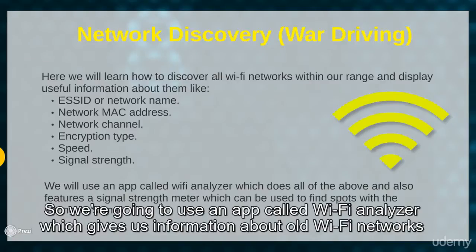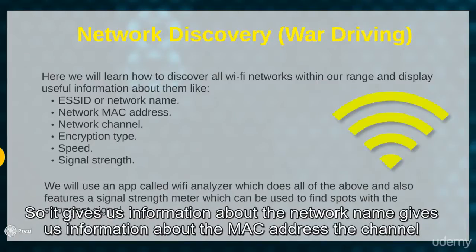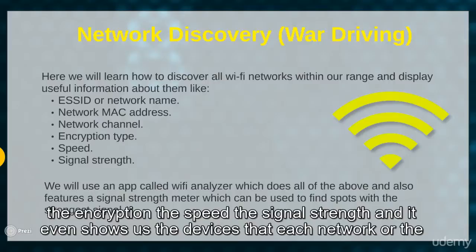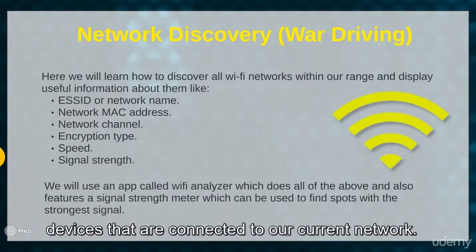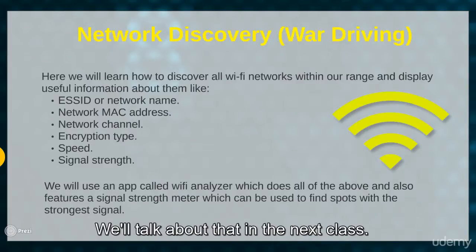So we're going to use an app called Wi-Fi Analyzer, which gives us information about all the Wi-Fi networks that are around us. So it gives us information about the network name, the MAC address, the channel, the encryption, the speed, the signal strength, and it even shows us the devices that are connected to our current network. We'll talk about that in the next class.